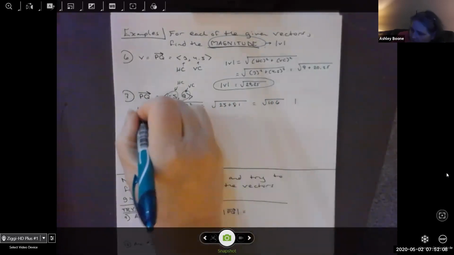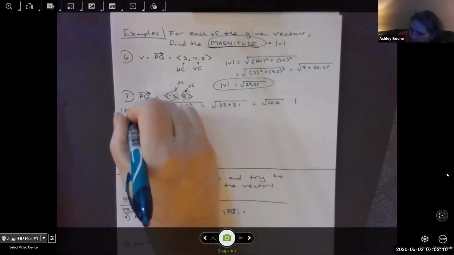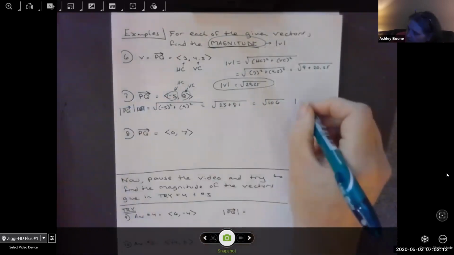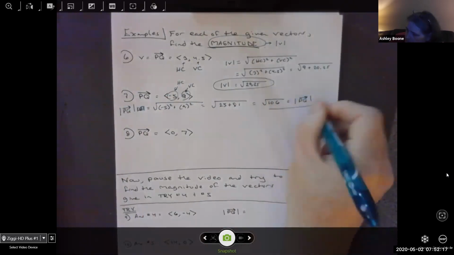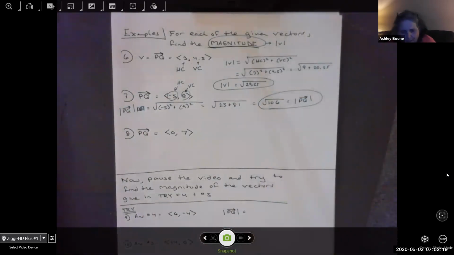Oh, that's not v though, right? I didn't have the name of the vector, so I'll just say the magnitude of vector PQ is the square root of 106. You can estimate it, but that's our exact distance, exact length. Look at this one.